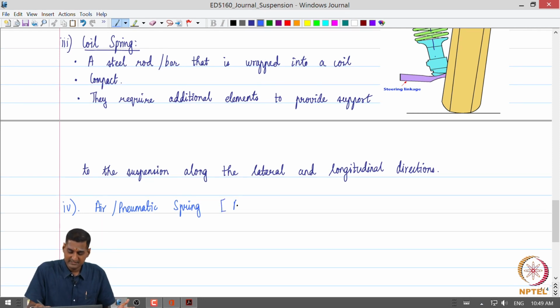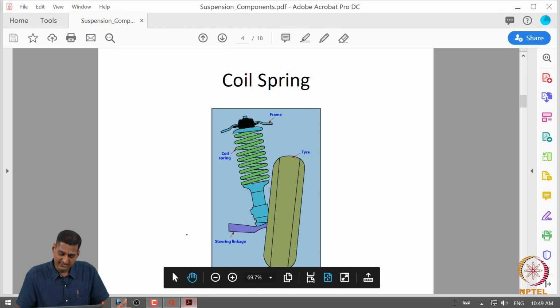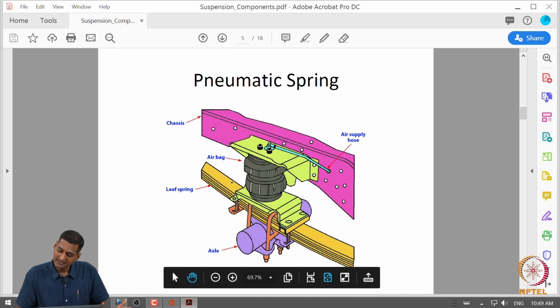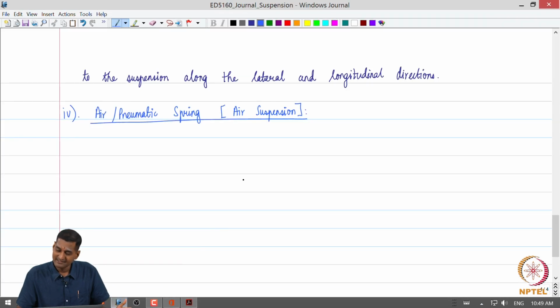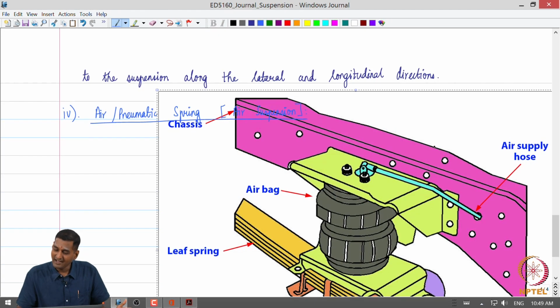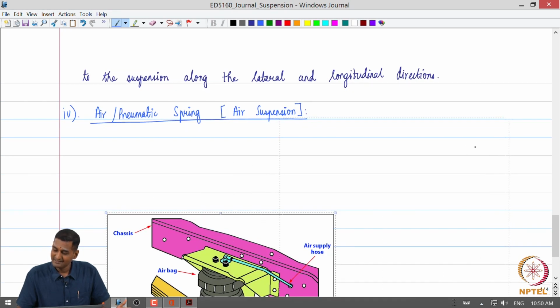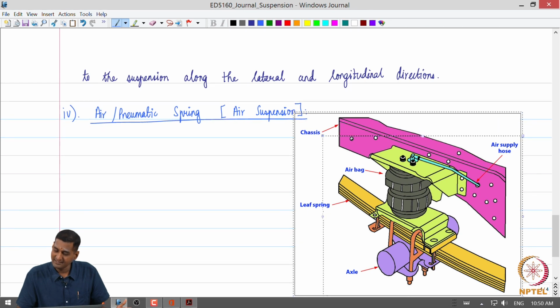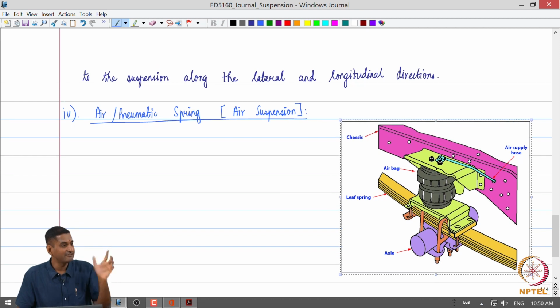Okay. So, such suspensions are commonly called air suspensions. So, what is this air suspension? An air suspension essentially uses the compressibility of air. It makes use of the fact that air is a compressible fluid and uses that fact to absorb the energy when we have vibrations in the wheel assembly and the vehicle body.